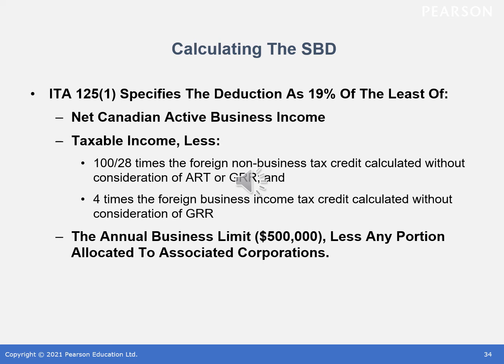of the least of the 3 items listed on the screen. One being net Canadian active business income, the second one being taxable income, less the foreign non-business tax credit, and the third being the annual business limit of $500,000.